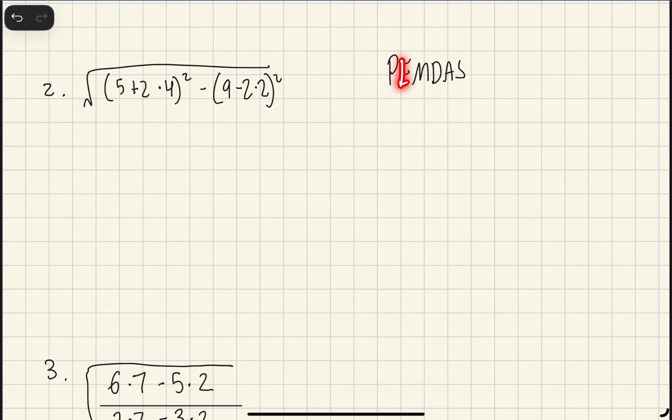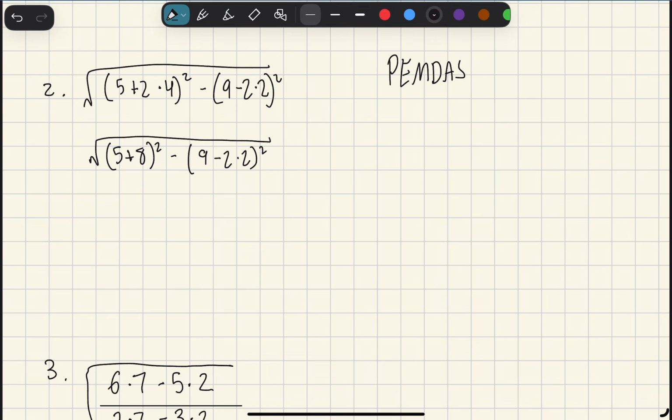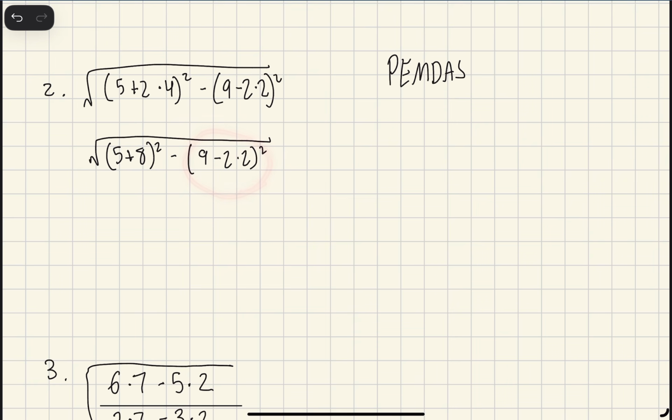Yes, E comes before multiplication and division, the exponent, but since the exponent is on the outside of the parentheses, we're going to do that last, okay? So let's do 2 times 4 first. So we have the square root of 5 plus 8 to the power of 2 minus 9 minus 2 times 2 to the power of 2. Okay, again, I'm going step by step, so I'm not doing this side, I'm doing this side.